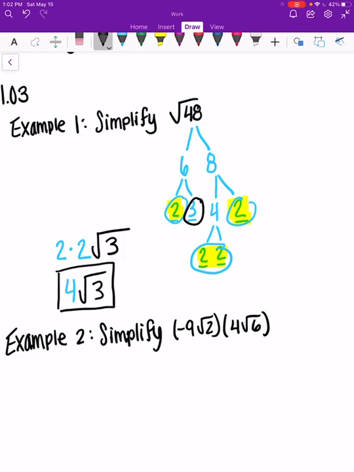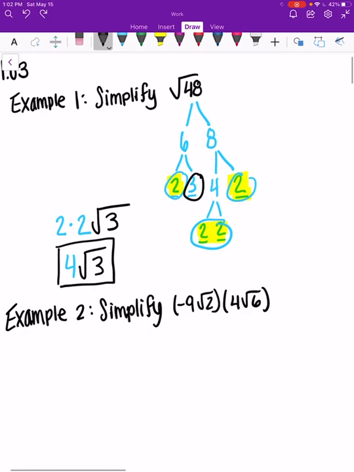And you can always double check in your calculator. You can put the square root of 48, and you can get that decimal, and make sure the 4 square roots of 3, that decimal should be the exact same. So you can always double check your work that way. Okay. So that's it for example 1.